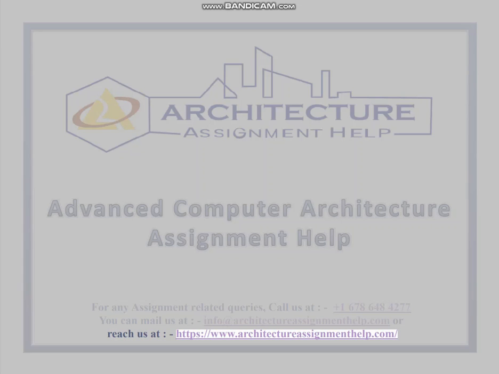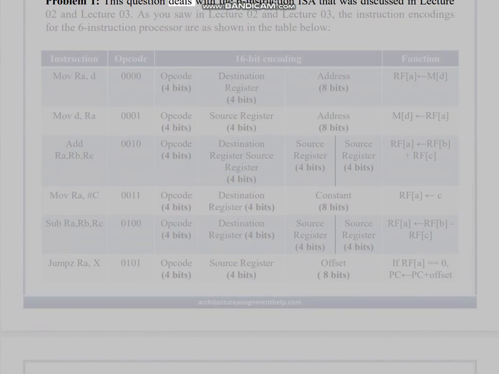Problem 1. This question deals with the 6-instruction ISA that was discussed in Lecture 02 and Lecture 03. As you saw in Lecture 02 and Lecture 03, the instruction encodings for the 6-instruction processor are as shown in the table below.